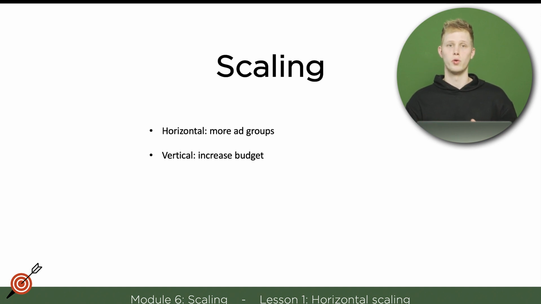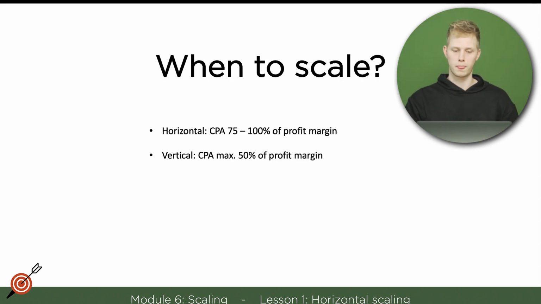But first, it's important to know what horizontal scaling is and what vertical scaling is. And as you can see, horizontal scaling basically means that you are going to test more ad groups. So as the word says, horizontal scaling, you'll make more different ad groups that are going to spend money. And then vertical scaling basically means that you are going to increase the budget on those different ad groups. When we're going to scale is different for every scaling method, because horizontal scaling can also be used to test different ad groups if you are not very profitable yet.